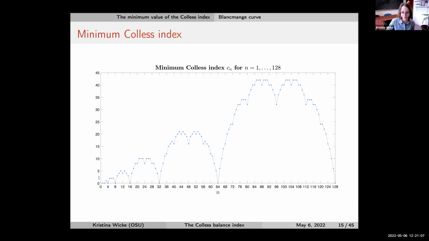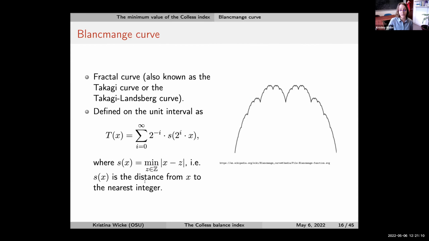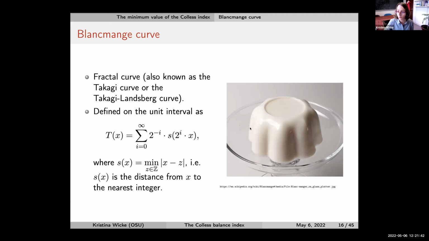So let me introduce this curve for you. The Blancmange curve, also called the Takagi curve or the Takagi-Landsberg curve, is a fractal curve that is defined on the unit interval as this infinite sum. So we have the sum from i equals 0 to infinity of 2 to the minus i times s of 2 to the i times x, where s of x measures the distance from x to the nearest integer. Okay, and so this is how the graph of this function looks. Apparently there's a French pudding dessert called Blancmange, and the curve looks similar to that dessert, so that's why it's called a Blancmange curve.